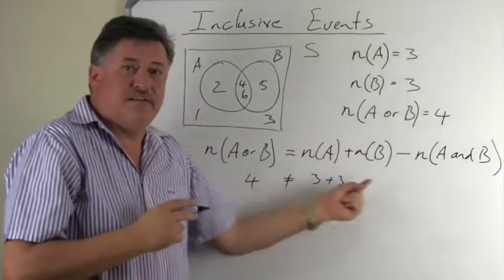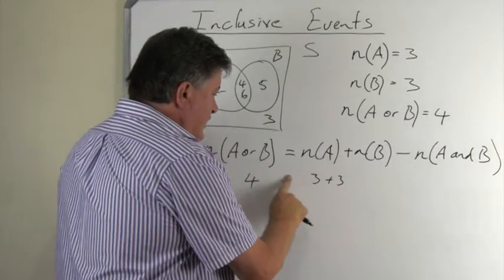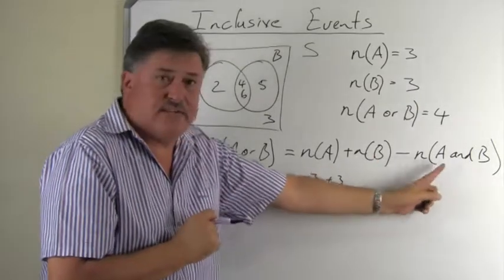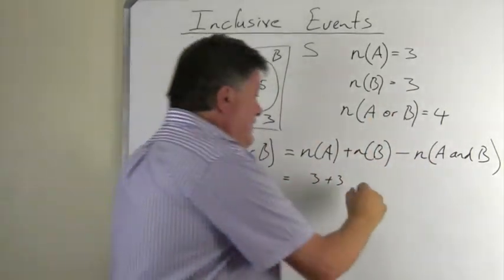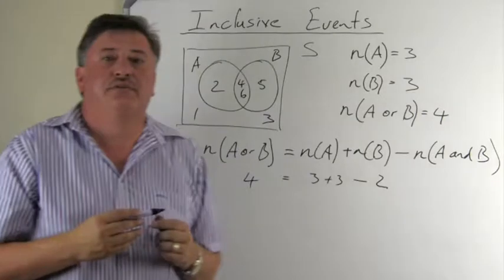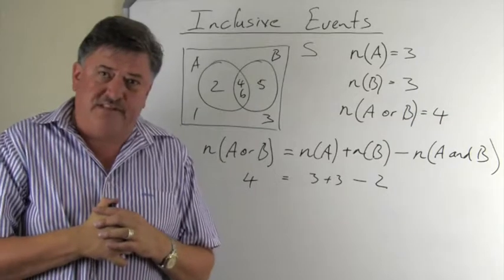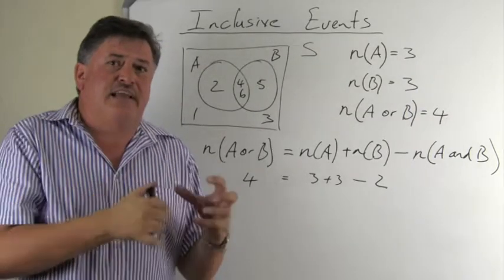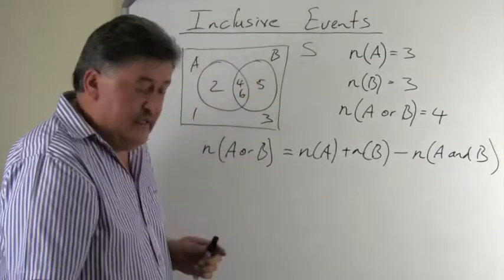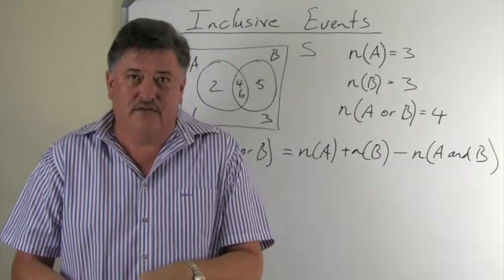Now, if you look at the equation again, is it now true? Is 4 equal to 3 plus 3 minus, what is the n of A and B? And that is 2. And do you agree? This is now true. And this rule is called the inclusive principle. But it's not 100% finished yet, because the inclusive principle is not in N, but it must be in P.